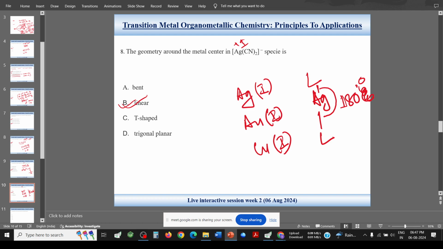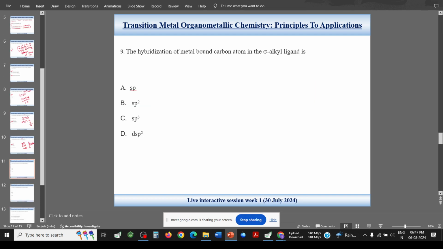The next question: the hybridization of the metal-bound carbon atom in a sigma alkyl ligand is. What will be the hybridization in a sigma alkyl ligand? If we take an example of a sigma alkyl metal complex, it is sp3.